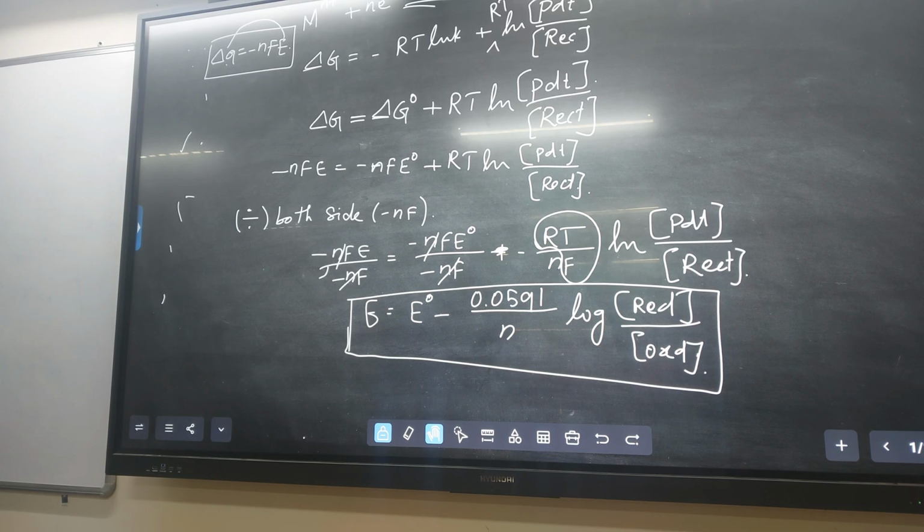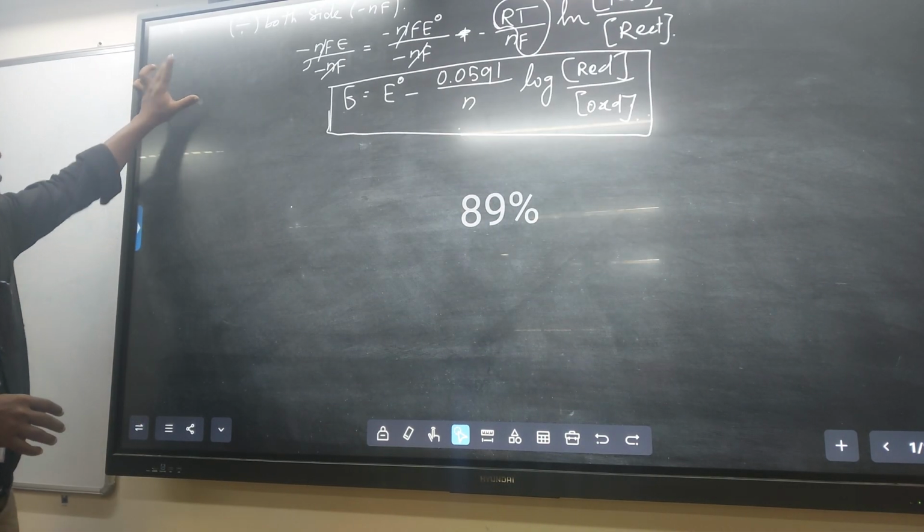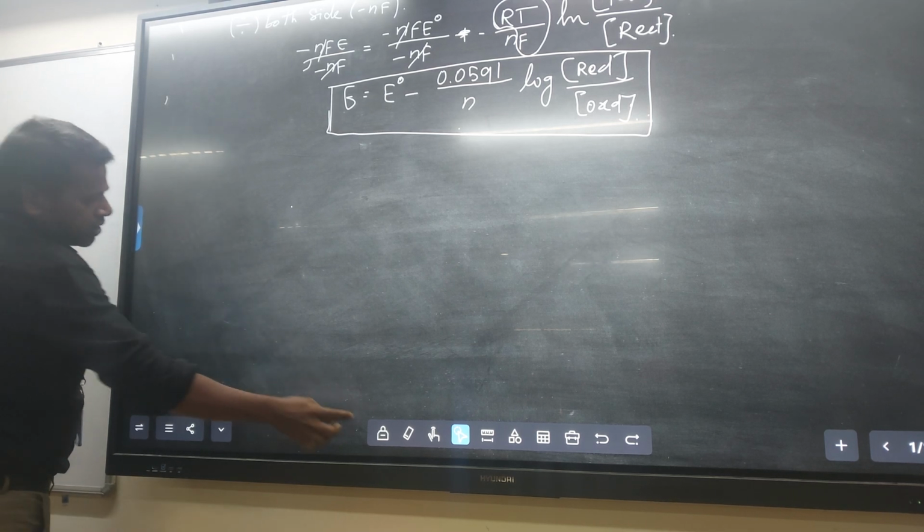So how do we find the equilibrium, K equilibrium, for the given reaction? You know the Nernst equation, E cell equal to E naught cell minus 0.0591 by n log Q. Otherwise, if the equilibrium does not exist, take it. This is the equilibrium constant.